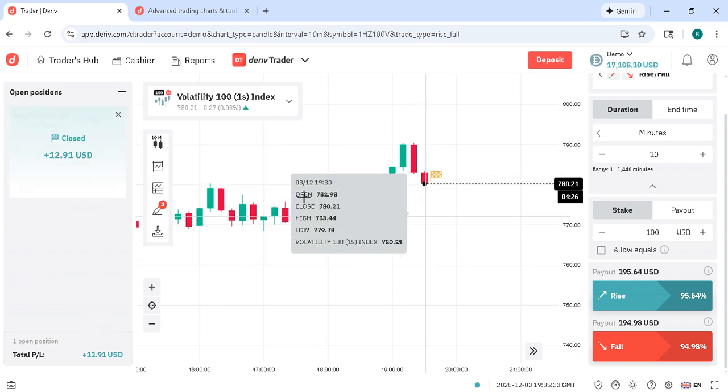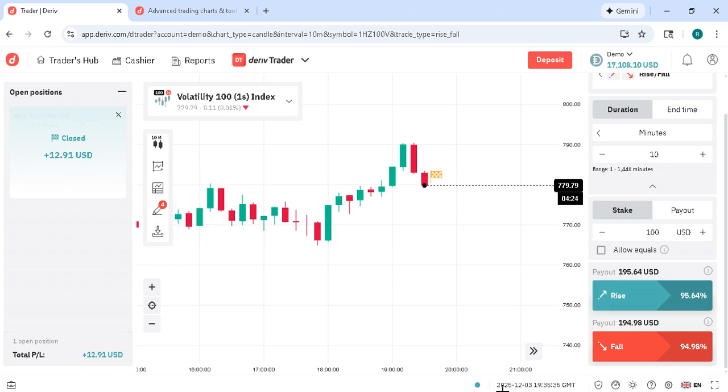See, I placed one sell, one buy, and both of them I've sold at profit.